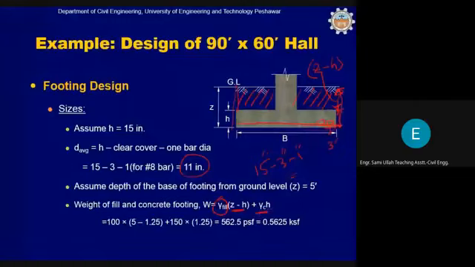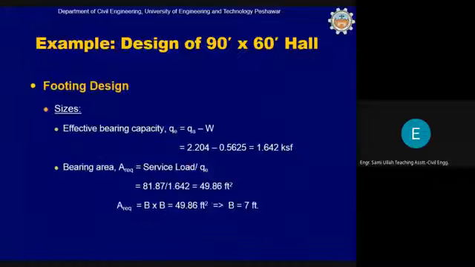Now, effective bearing capacity will be calculated from the allowable bearing capacity minus this additional load which is coming from backfill and the foundation weight. Minus 0.5625 gives 1.642 kip per square foot. And the bearing area is service load divided by QE. Service load is 81.87, the unfactored load, divided by this effective bearing capacity. So the required area is 49.86 square feet, and the square root of this will become almost 7 by 7 feet foundation.